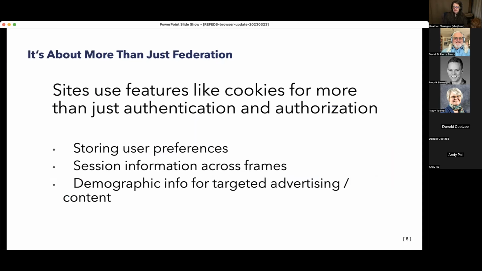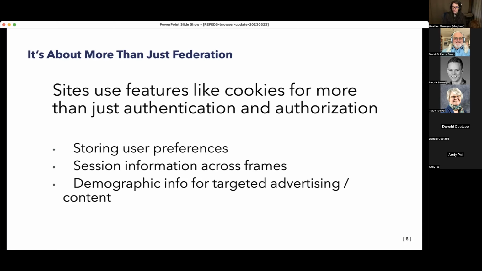The other thing I wanted to mention is when I walk through this stuff, I'm thinking very much about the authentication and authorization components. But things like third-party cookies are actually used for a lot more than that. They're used for storing user preferences. They're used for storing session information. They're used for storing tracking information.